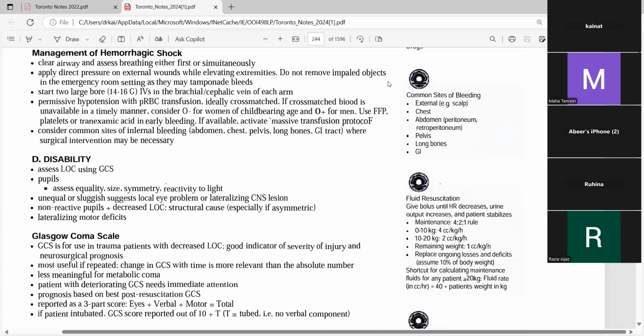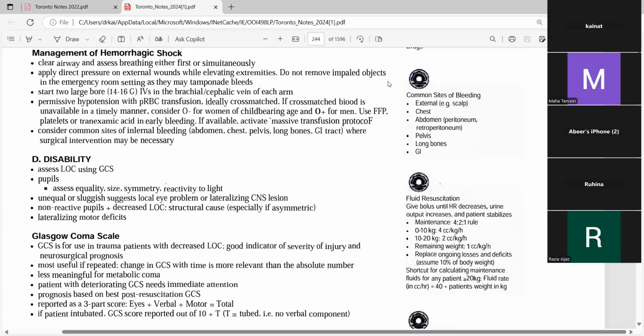Then pupils: assess the equality, size, asymmetry, reactivity to light. Unequal or sluggish suggests local eye problems or a lateralizing CNS lesion. Non-reactive pupils or decreased level of consciousness suggest a structural cause. So even we look at people who have poisoning, checking for the pupils. Then lateralizing motor deficits, checking which ones those are, because in stroke cases we do check those.